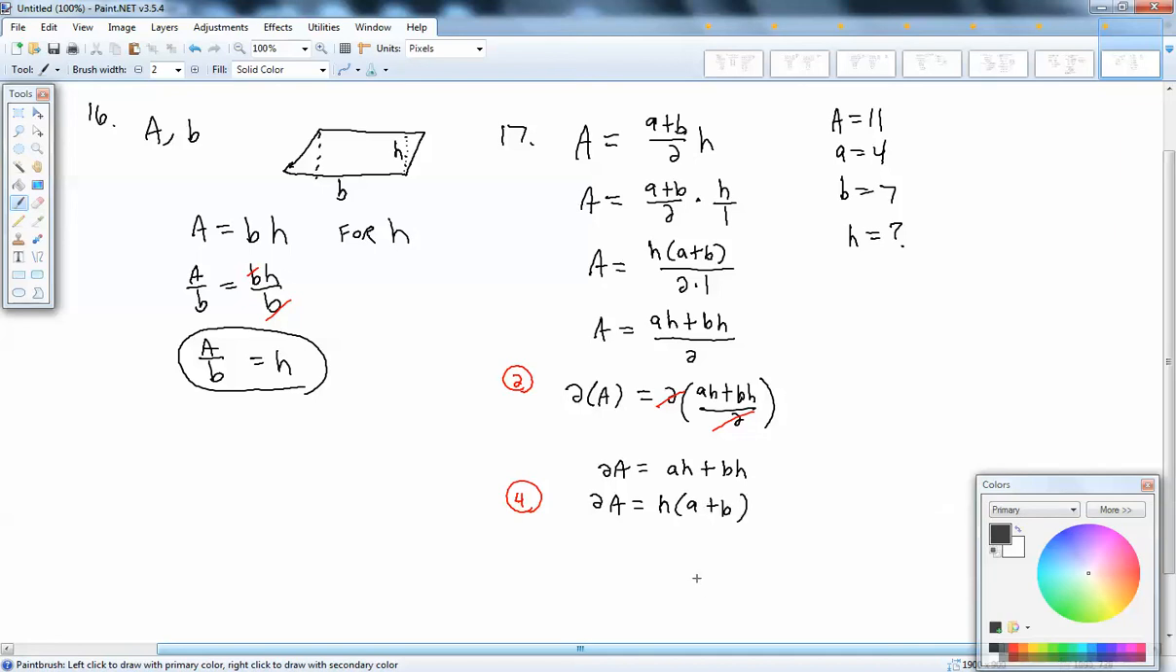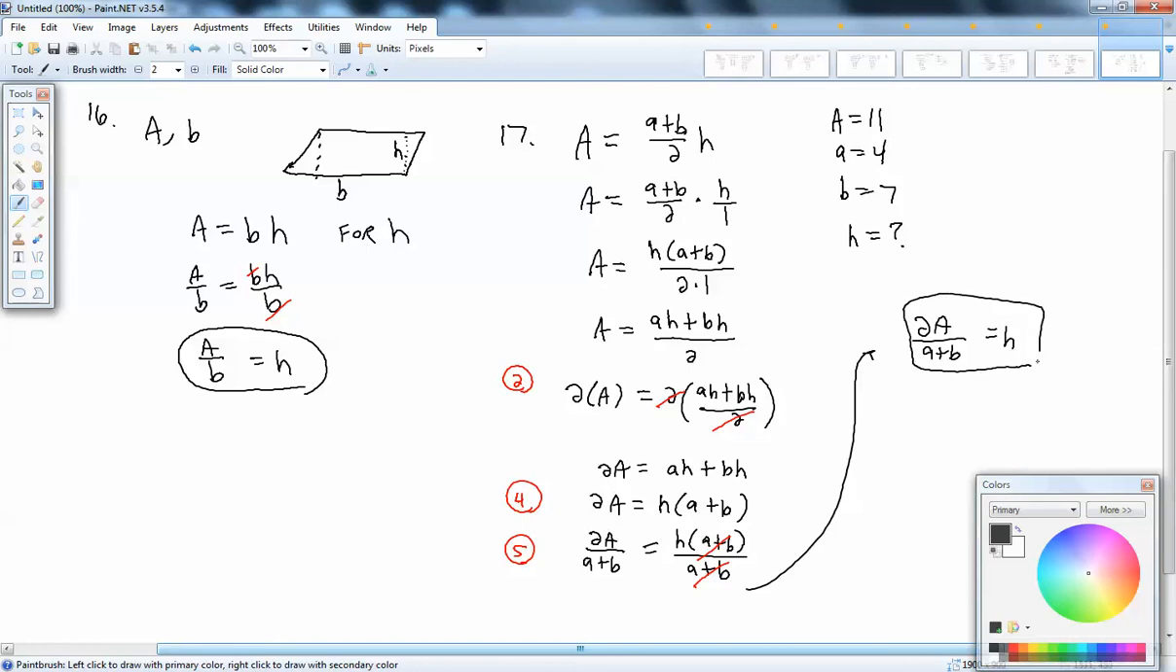Last step. Divide both sides by what's in front of or back of the variable you're solving for. There's an a plus b after it, so I'm going to divide both sides by a plus b. Lowercase a, that is. Now when I do that, the a plus b is going to cancel. And we got 2a over little a plus b is equal to h. And that's our answer.